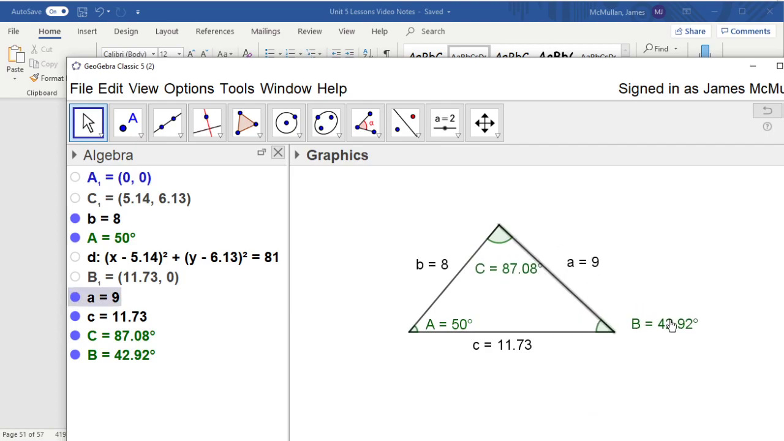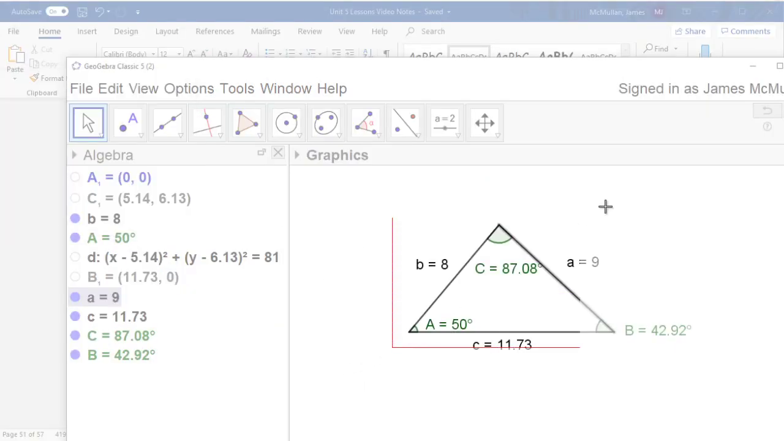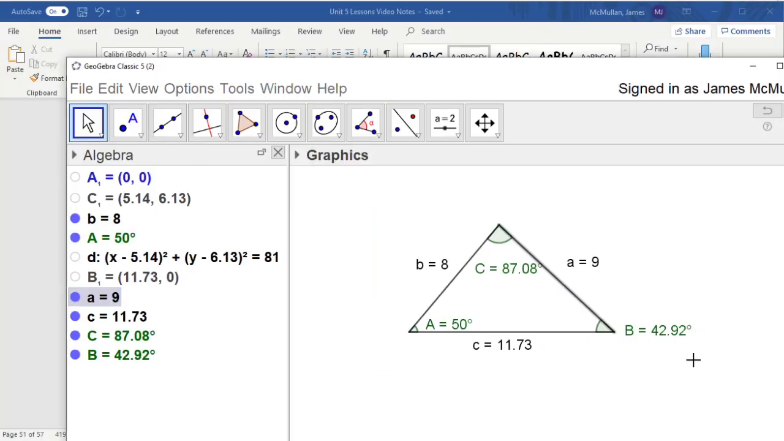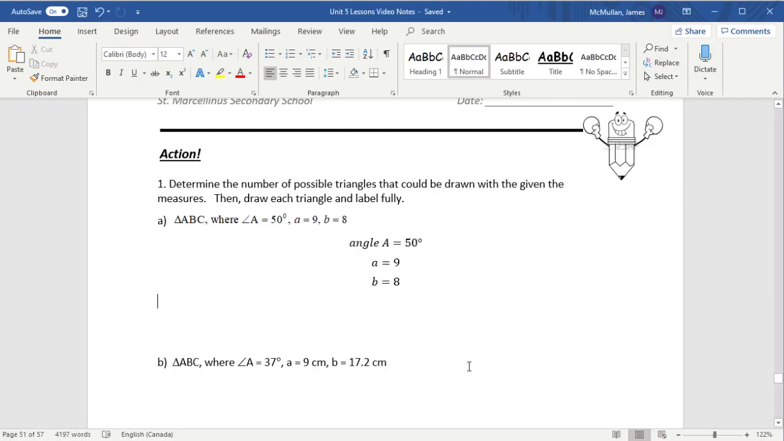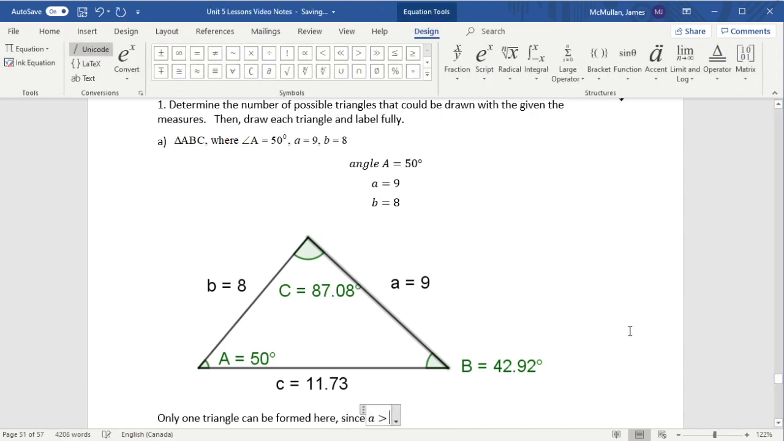Let's just confirm what we've done with what they asked. Here, only one triangle can be formed since A is greater than B. The A side is bigger than the B side. So there's no way you could draw a second triangle here.